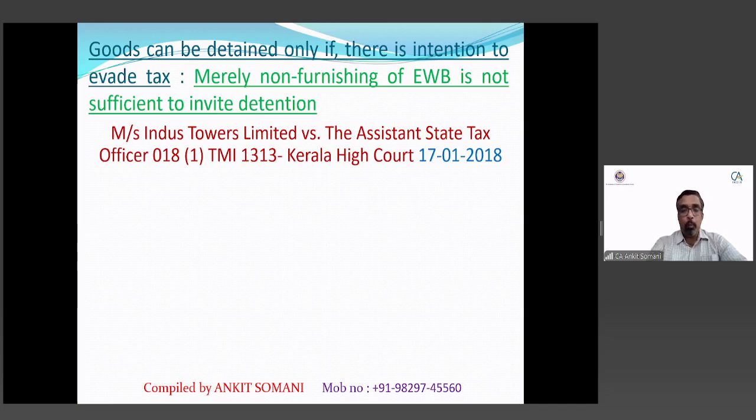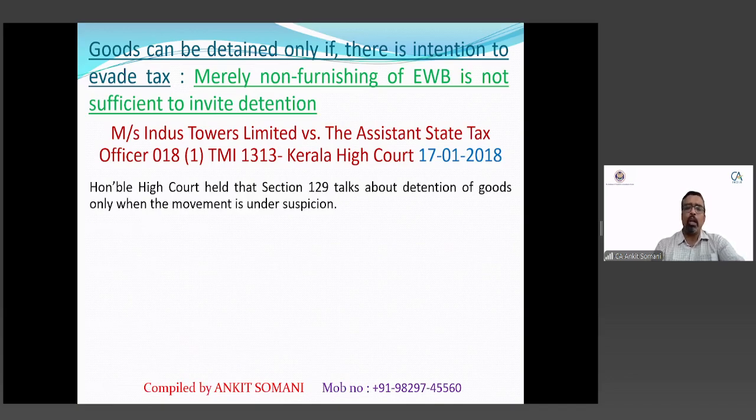But yes, this promising case law clearly states that goods can be detained only if there is an intention to evade tax. This particular case is very useful for all kinds of detention. Honorable High Court held that Section 129 talks about detention of goods only when the movement is under suspicion. Now, how and when movement is to be considered under suspicion is absolutely a call of the officer. You can always contend, but the officer in charge who is intercepting the vehicle is not going to understand this case. But yes, this is a very important judgment whenever you are referring the case to the appellate authority.